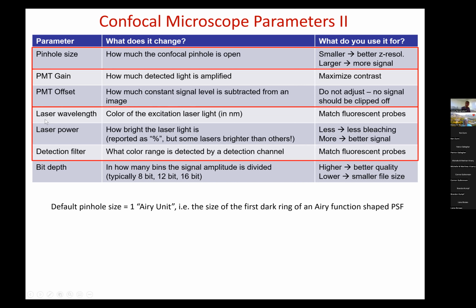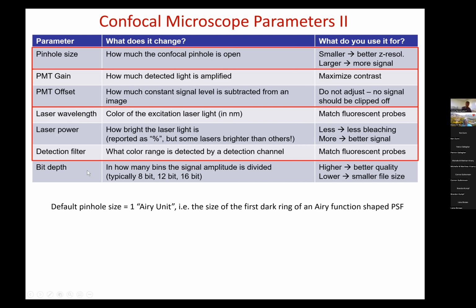Then, of course, you can choose which laser wavelength you choose to excite different colored probes, and you can choose the laser power. So how bright should the laser be? And that will influence how much you bleach or how much signal you get from the sample. And you can also choose which detection filters you're choosing, and you should match these to the fluorescent spectra of the dyes or fluorescent probes you're using. And here, the last time, 2 months ago, we talked briefly about bleed through or crosstalk, and that's where these values really matter.